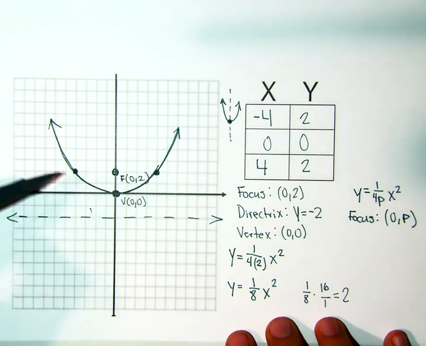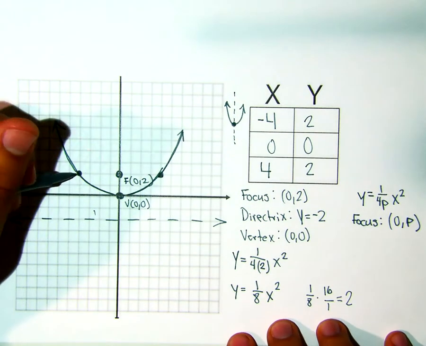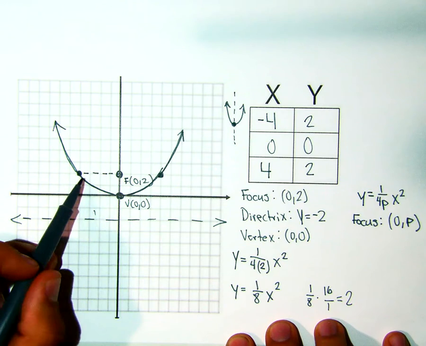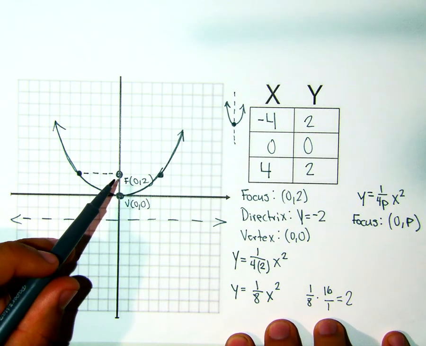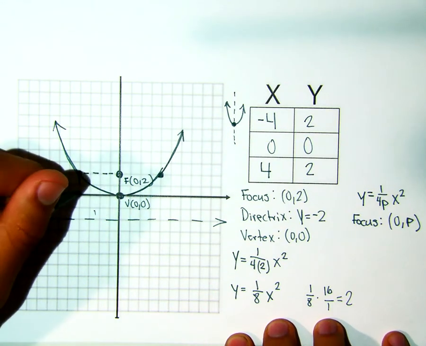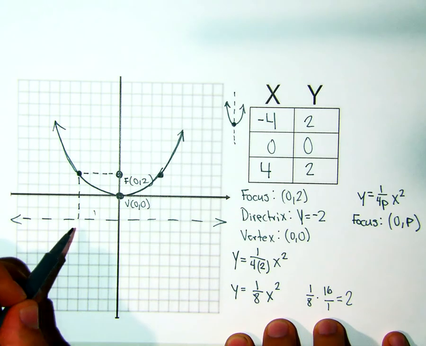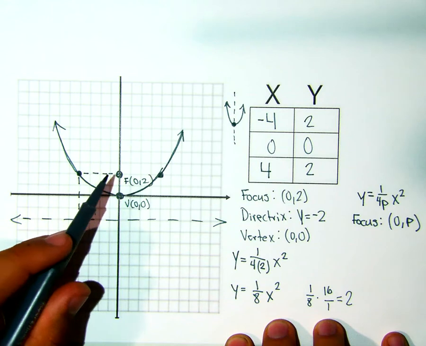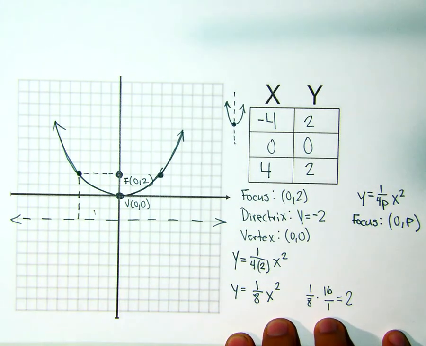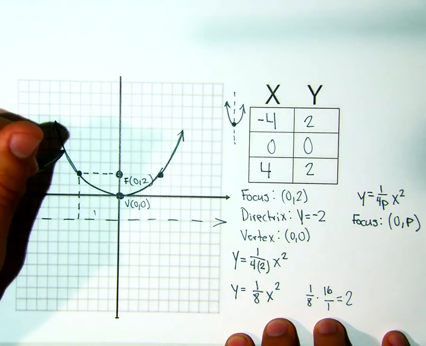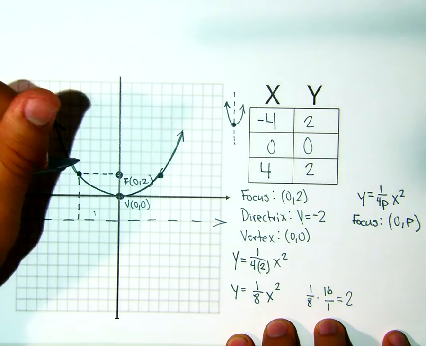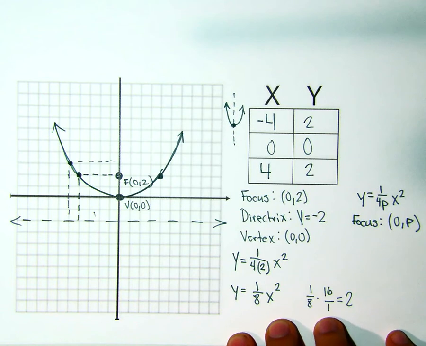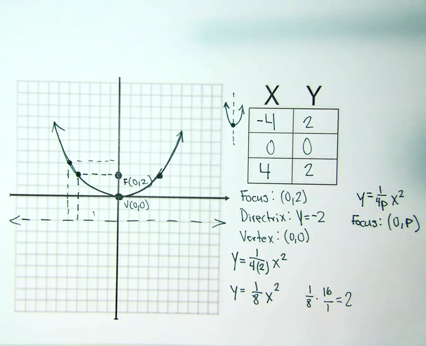So these 2 points that we found, well, this point here is 4 away, 1, 2, 3, 4 away from the focus. It's also 4 away from the directrix. So it's 1, 2, 3, 4, and 1, 2, 3, 4. Any point along this is going to be the same distance, and that's what the definition means. That's how we define the parabola.